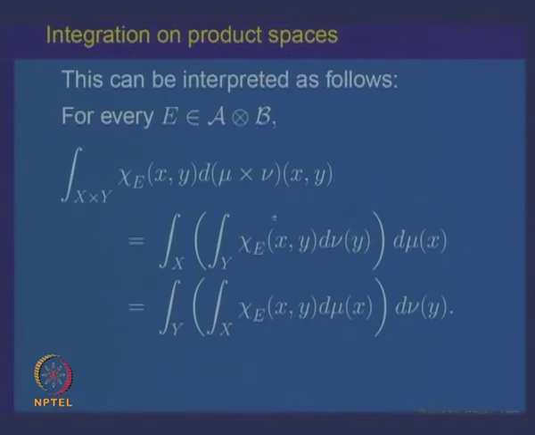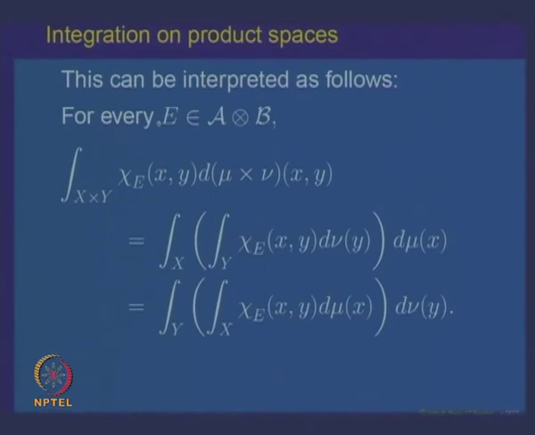This integral can be computed and it depends on x, and it is a measurable function. Its integral can be taken with respect to x with respect to the measure mu, and that is the same as the first integral. Similarly, instead of fixing the first variable x, I can fix the second variable y. Then this becomes a function of x, I can integrate it with respect to x, and I get a number which depends upon y. That function is integrable with respect to y, and that integral is also equal to the original one. So, the product measure of a set E in A cross B can be written in terms of integrals of the indicator function over the product set.